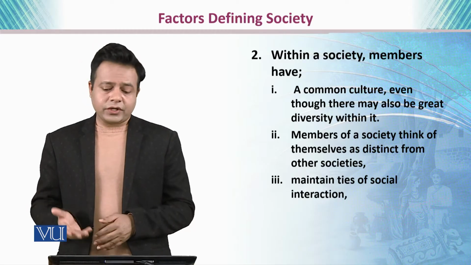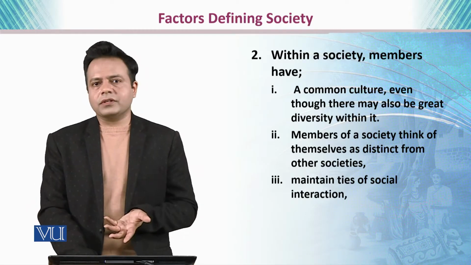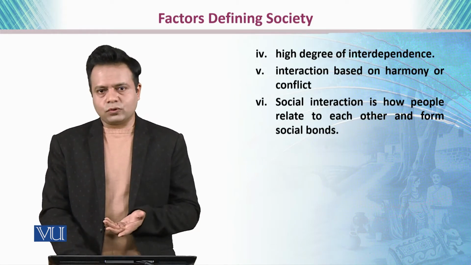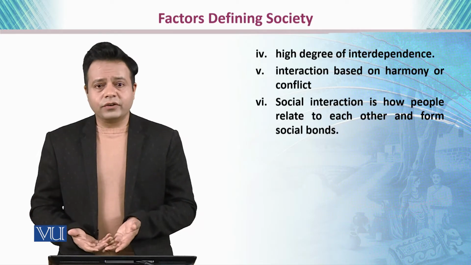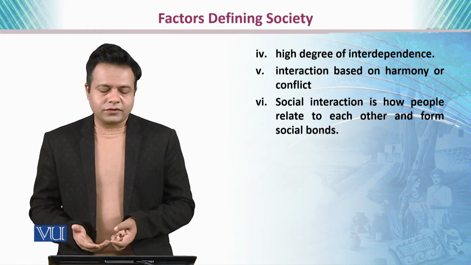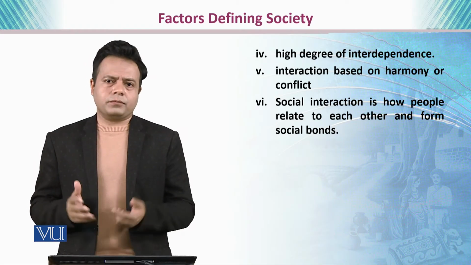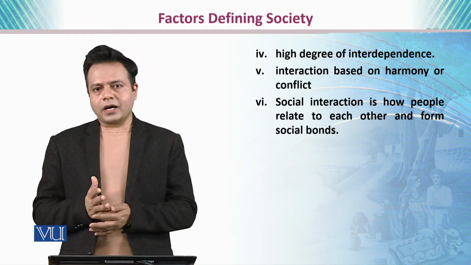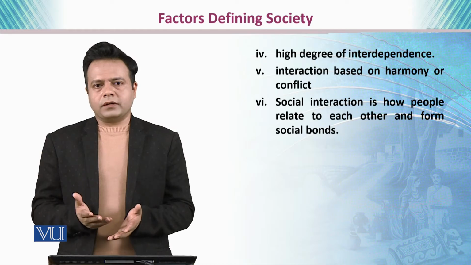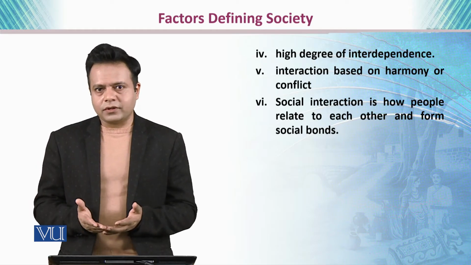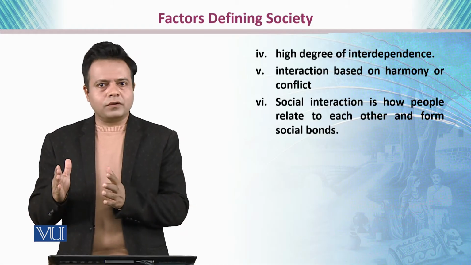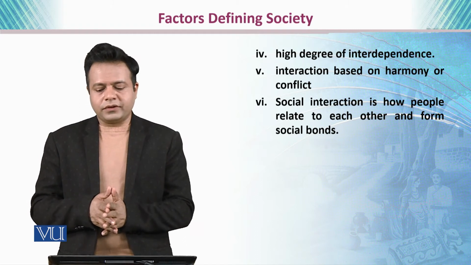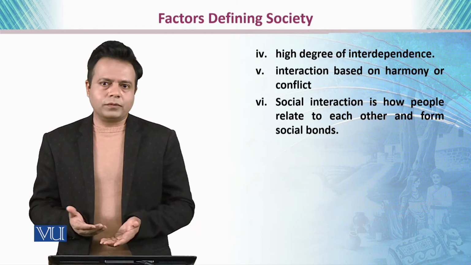And they maintain their ties through social interaction, their relationship ties through social interaction, and they have a high degree of interdependence. Interaction is generally based on harmony, or sometimes on the basis of conflict as well. But those situations are usually managed by a complex system of social control. So social interaction is how people relate to each other, and they form those social bondings.